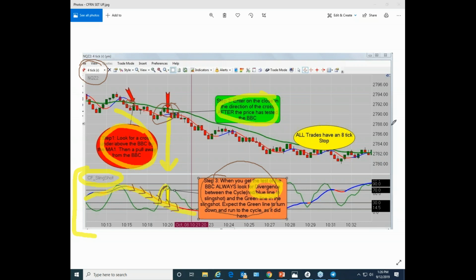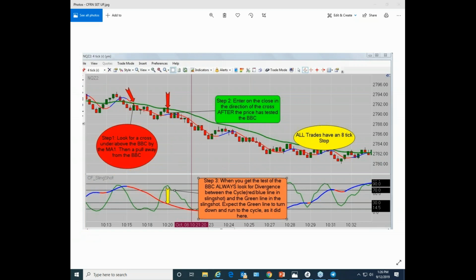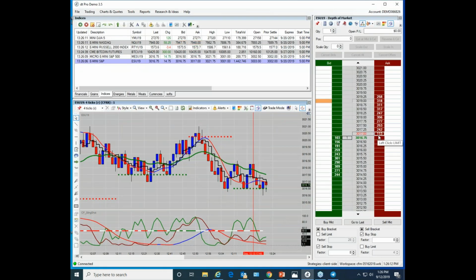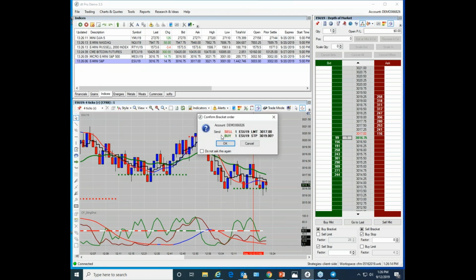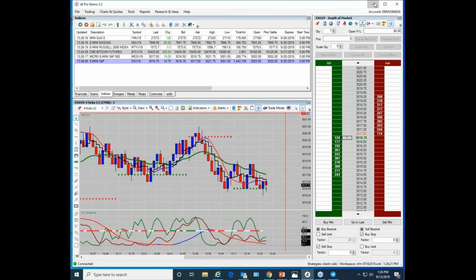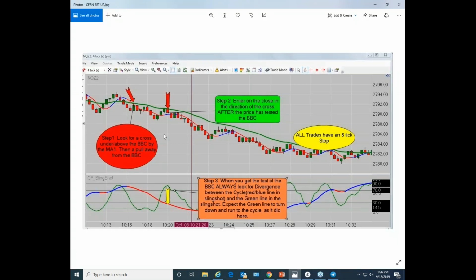Because when that happens, when all the variables are set in motion there, the next thing you're going to do is go inside the DOM, left click, and get short. That's what you're going to end up doing, okay? And take action. Because when that happens, here's what we expect to happen in the end. And this is why the trade exists down in the slingshot.